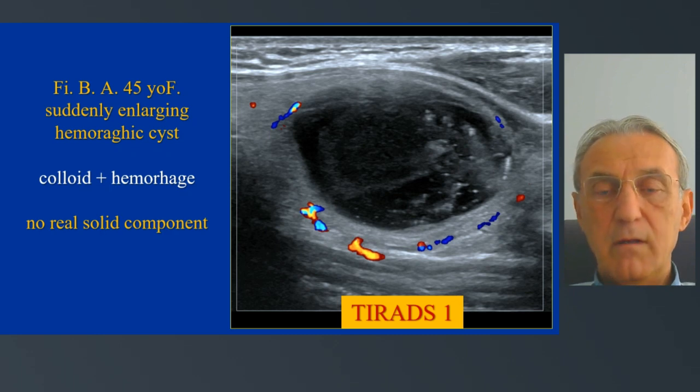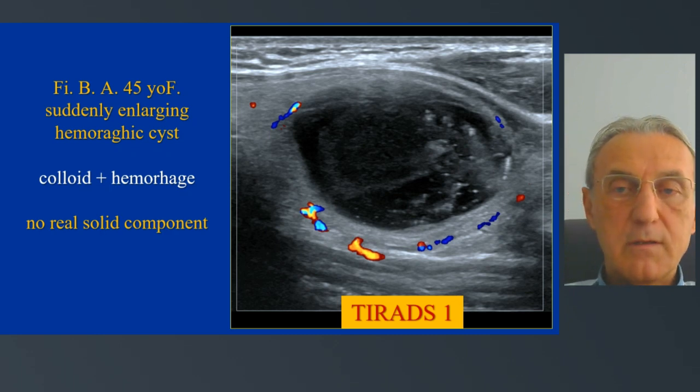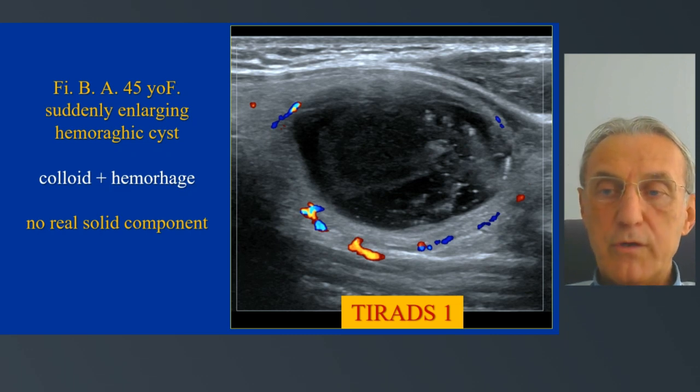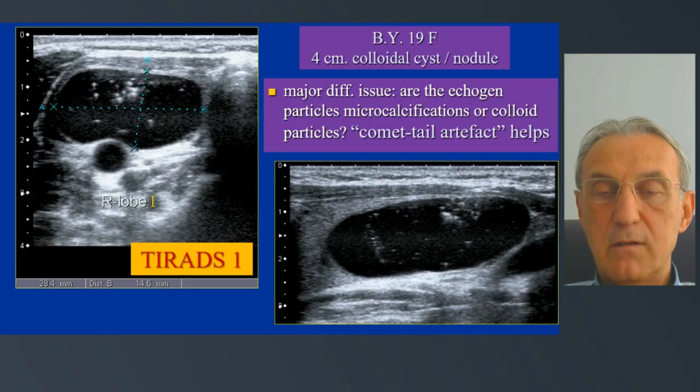This was a suddenly enlarging nodule. We can appreciate that it is a hemorrhagic cyst. So there is colloidal hemorrhage inside the nodule, and that's why it has enlarged. There is no real solid component, so you can say this is thyroid 1.